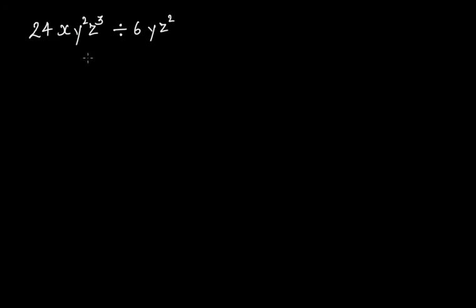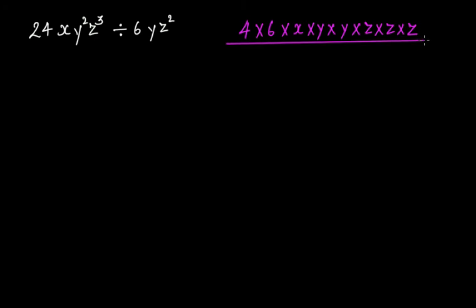Here you have 24xy squared z cubed and 6yz squared. Okay, so first let's take the common factor method. So this is 24, let's write it as 4 multiplied by 6 multiplied by x multiplied by y multiplied by y multiplied by z multiplied by z multiplied by z, and then divided by 6 multiplied by y multiplied by z multiplied by z. Then the 6 common in both the numerator and denominator gets cancelled.